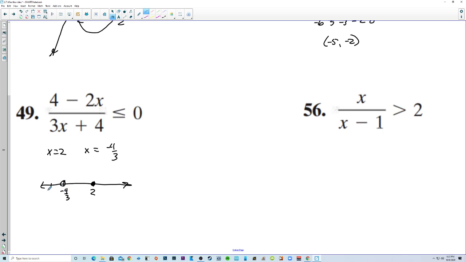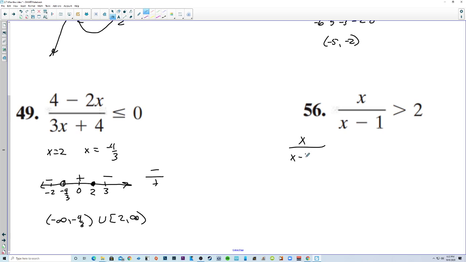So negative 4/3 is negative 1/3. How about negative 2? 4 plus 4 is 8. And negative 6 plus 4 is negative. So positive over negative, that's negative. 0 is 4 over 4, that's a positive. And then 3, 4 minus 6 is negative. 4 minus 6 is negative. 9 plus 4 is positive. So this is a negative. And we want negatives. So we want negative infinity to negative 4/3 and then 2 to infinity.